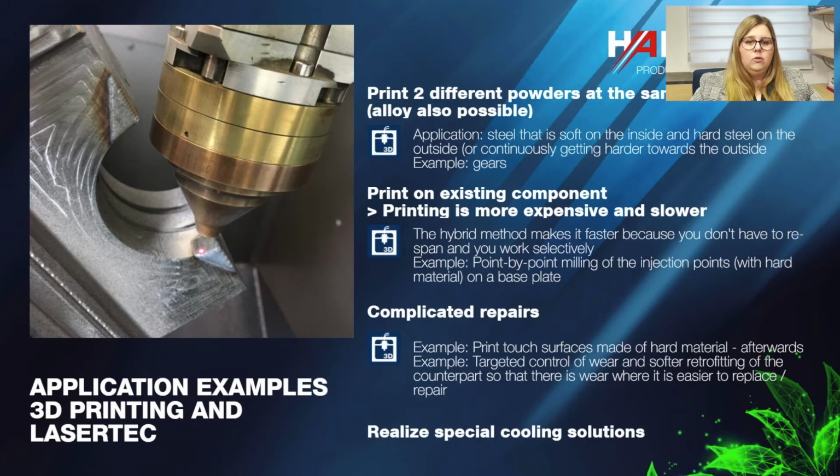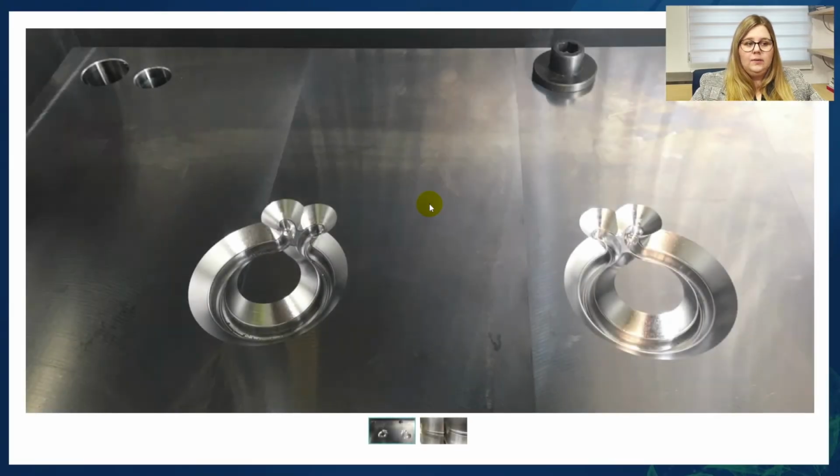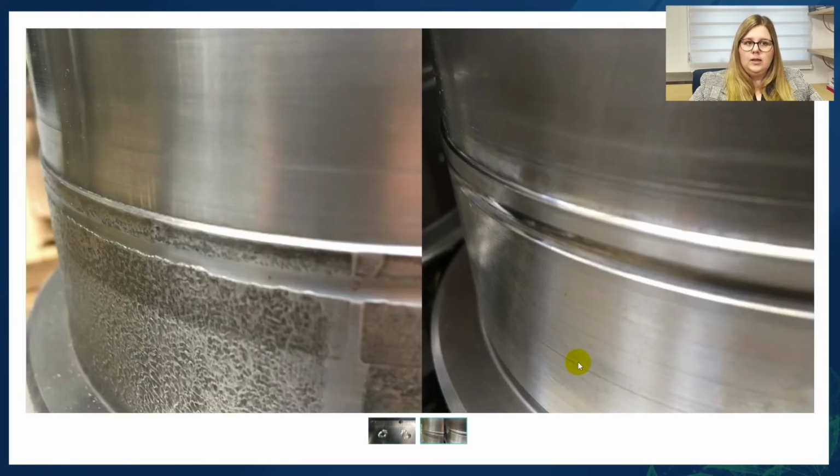Also, we can print onto existing components. This is not just more cost effective and quicker because 3D printing takes some time, but it also brings along some other advantages. For example, we can reinforce selectively in certain areas. This is something that we do every day in our company. Here, for example, you can see a base plate, and on these complicated edges, a cooling optimized material was applied selectively to make sure that the material hardens more quickly.